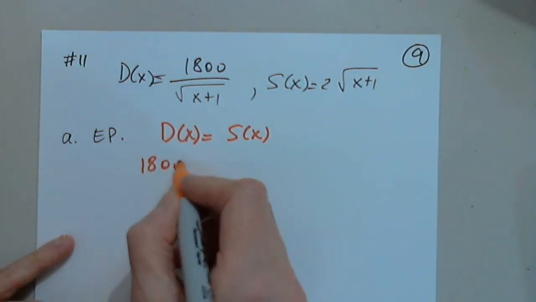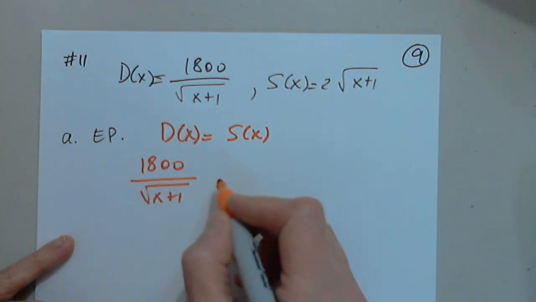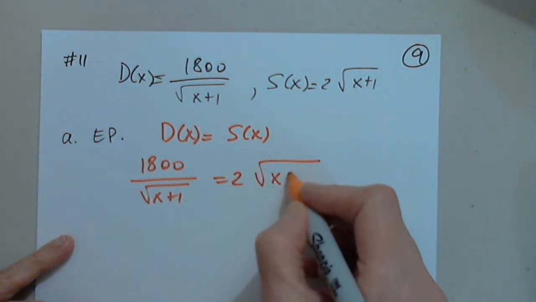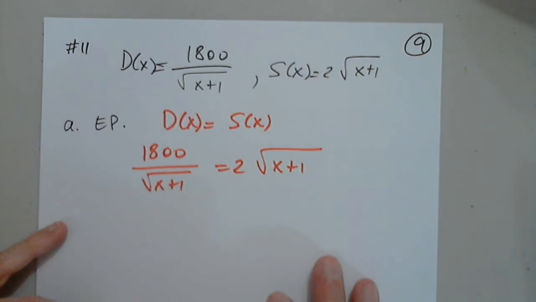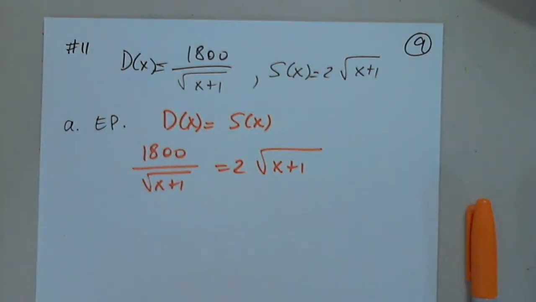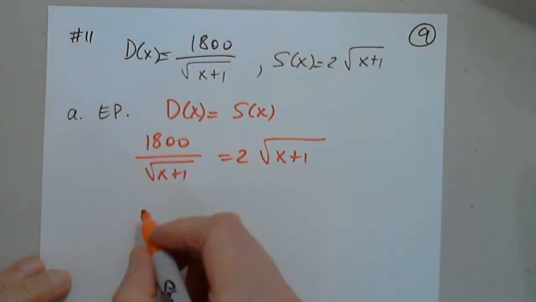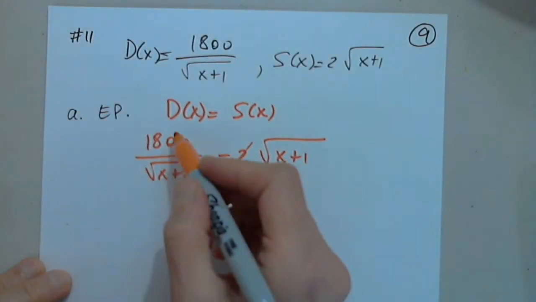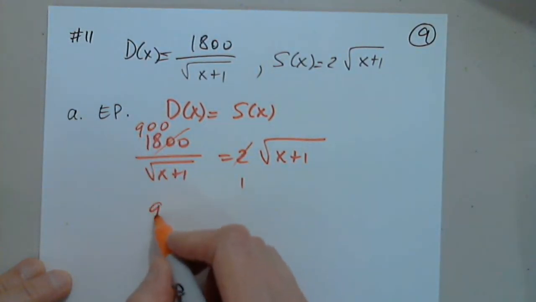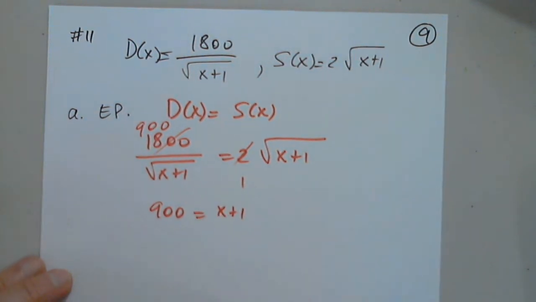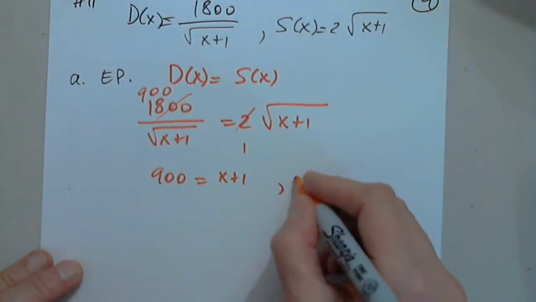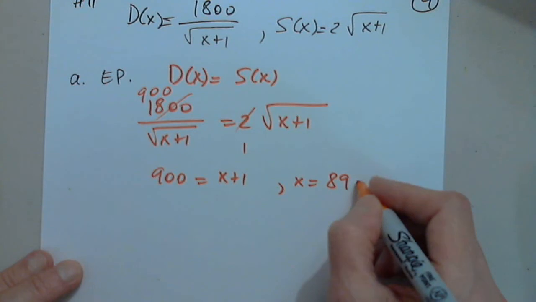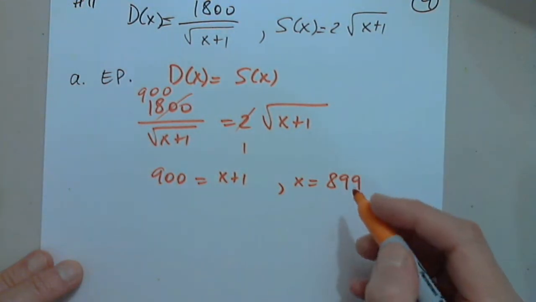So I have 1800 over the square root of x plus 1 equals 2 times the square root of x plus 1. Any suggestions on this? Multiply both sides by the square root of x plus 1. Exactly, thank you. So I get, and I'll simplify by 2, 900 equals x plus 1. Awesome. So x equals 899. This is the number of units.